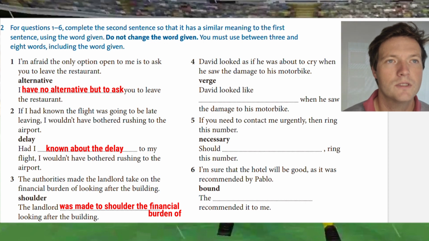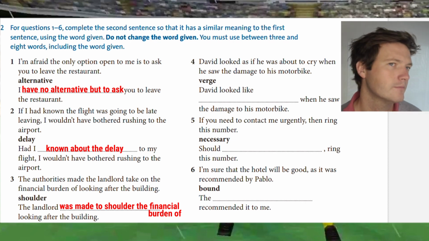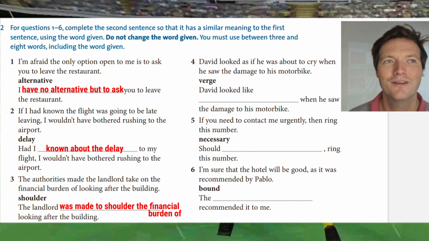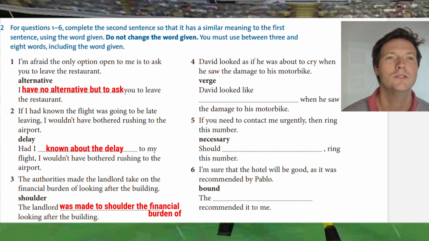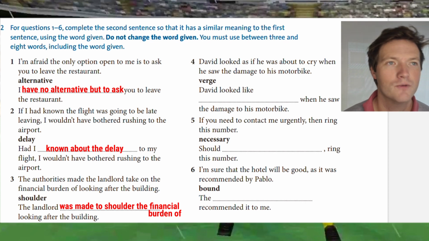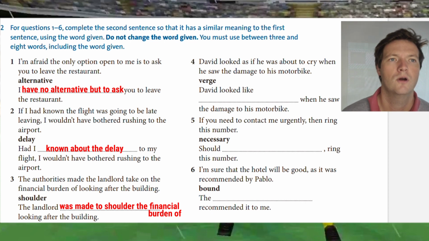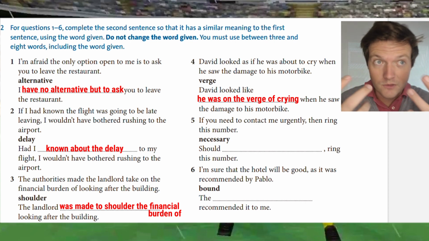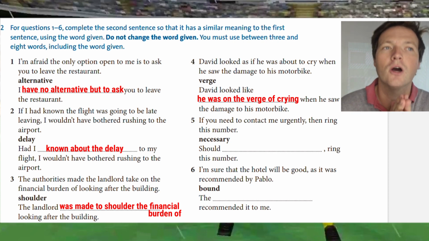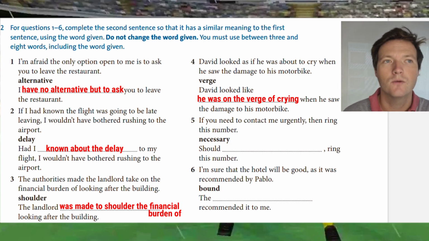Okay, number 4. David looked as if he was about to cry when he saw the damage to his motorbike. Verge. Very common expression. Verge or point. About to. Yes, so there's an expression with verge, right? David looked like, I think you should know this. He looked like he was on the verge of crying when he saw the damage to his car. So he looked like he was about to cry, that he was on the point of crying or on the verge of crying when he saw the damage to his motorbike. Yeah, it looked like crying was inevitable and imminent.